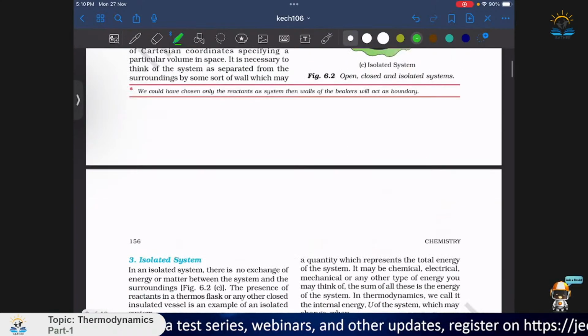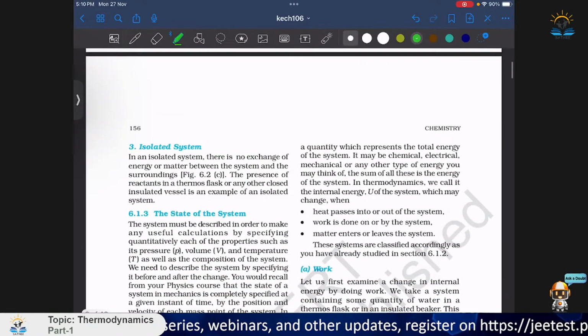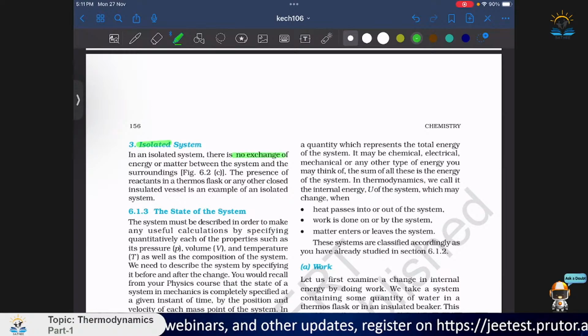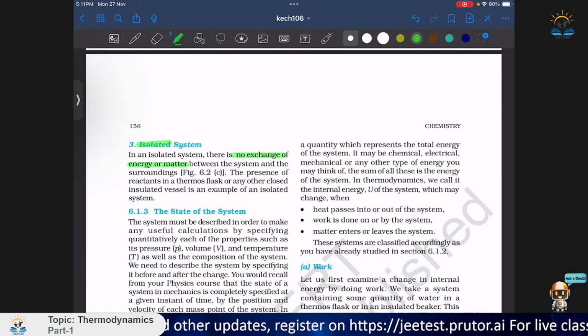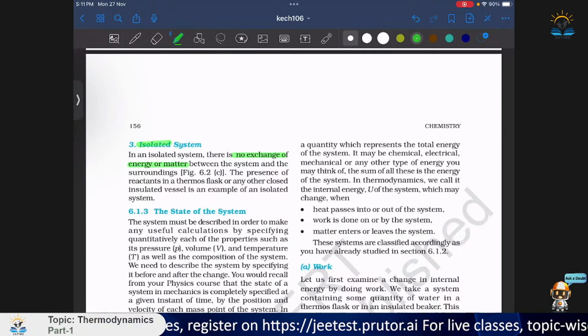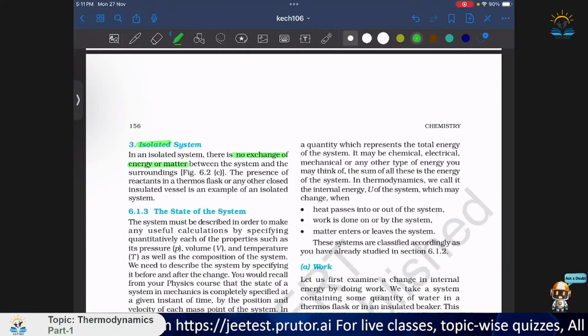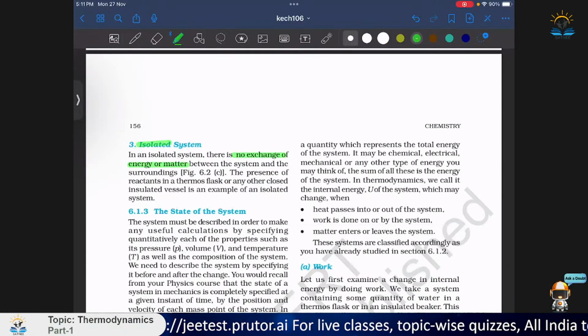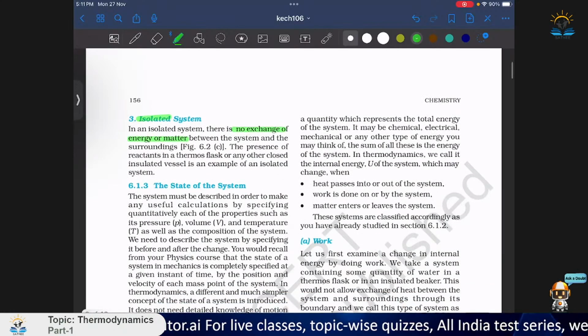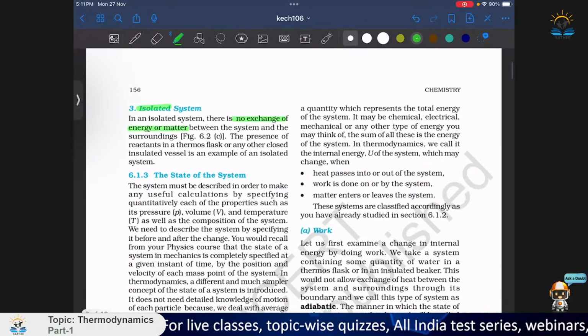Next, the third and the last system is the isolated system. Here, no exchange of energy or matter is possible. So, an isolated system, you cannot let the energy or the matter escape from the system, or you cannot let anything come from the surrounding also. Both of them cannot interact. That is the basic definition of an isolated system. Example is reactants in a thermos flask. Okay.